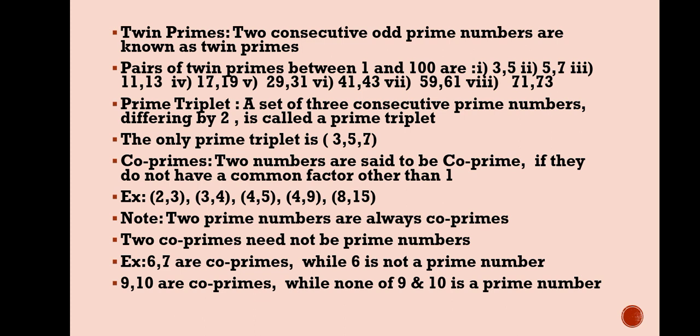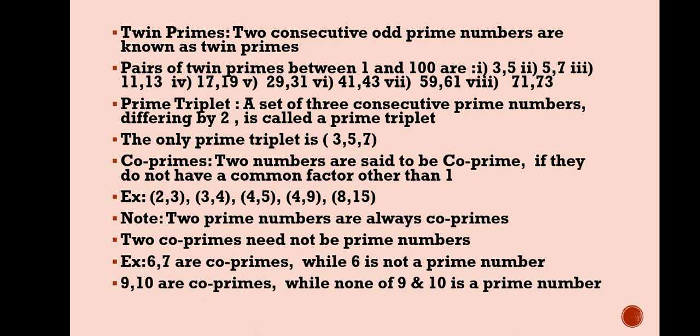Then 2 prime numbers are always co-primes, but 2 co-primes need not be prime numbers. Examples are given below. Go through it clearly. If you have doubt, you can ask me. 6 and 7 are co-primes, while 6 is not a prime number because 6 has more than 2 factors. But 7 is a prime number because 7 is having only 2 factors.